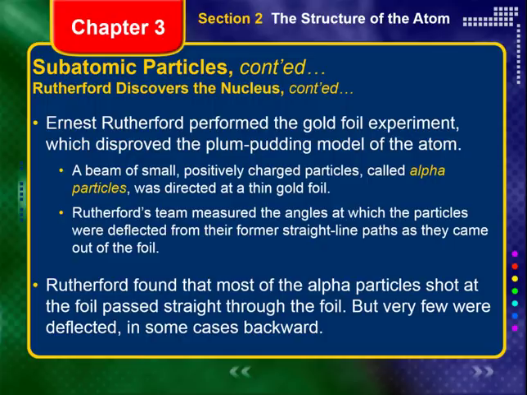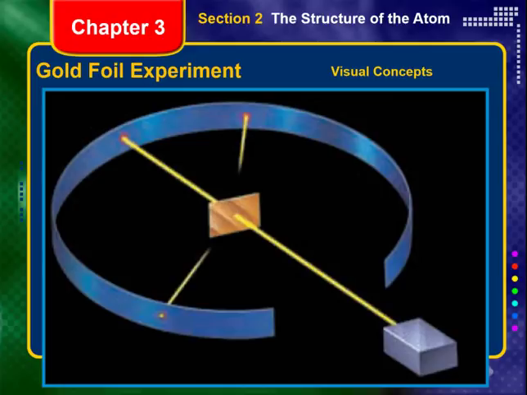Rutherford found that most of the alpha particles shot at the foil passed straight through the foil as though they hadn't hit anything. But there were some very few that were deflected at pretty high angles. In some cases, the alpha particles were deflected straight backwards at the origin of the alpha particles.